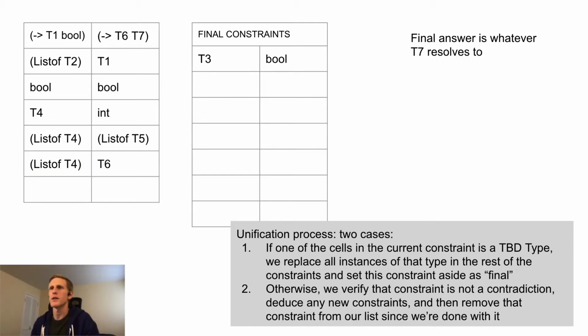This next one, again, this is case 2. We have 2 arrow types. They both have 1 argument, so there's no contradiction. And we can deduce 2 new constraints. T1 matches T6, and Boolean matches T7.